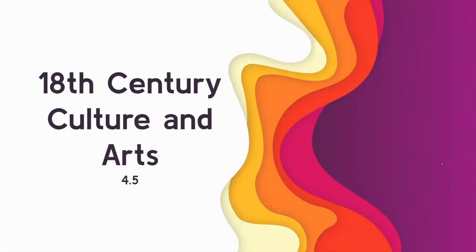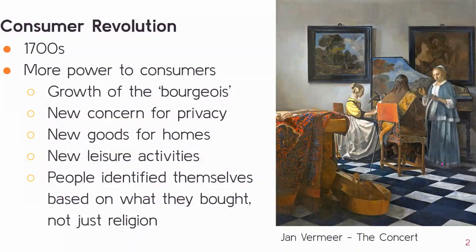Today, we are continuing with Unit 4 and talking about 18th century culture and arts. The first thing that we're going to talk about is the Consumer Revolution, which takes place in the 1700s and is giving more power to consumers. And we're going to break down some different elements of this.